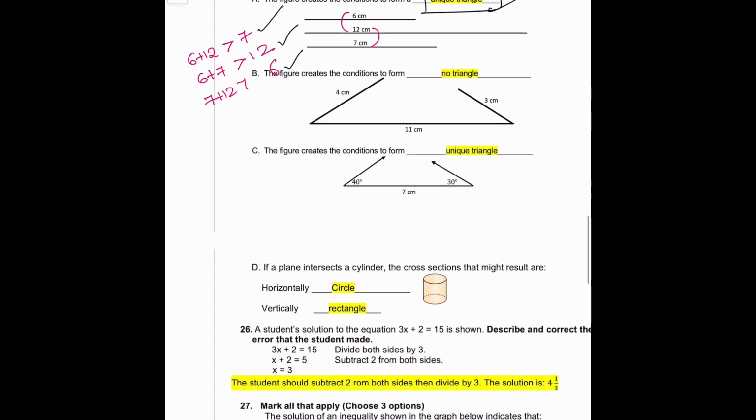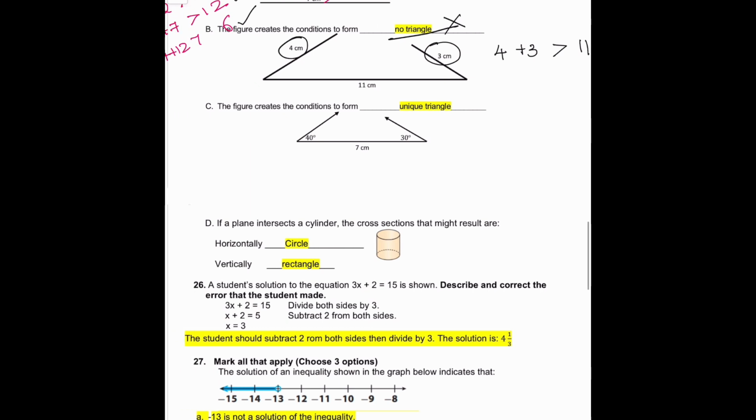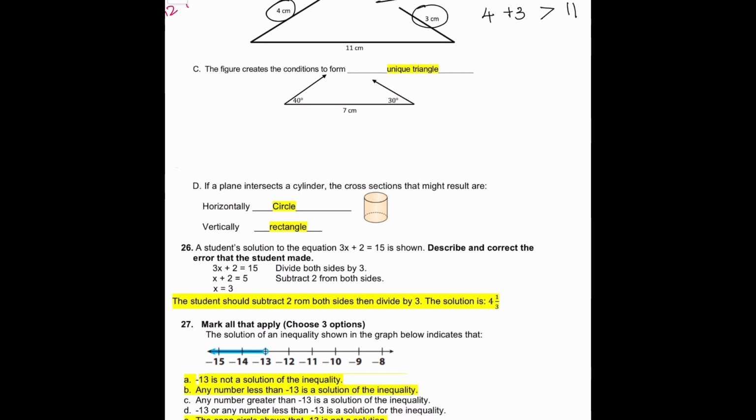What about question B, 25B? What are the three sides you have here? 4, 3, and 11. If I say 4 plus 3, is it greater than 11 by any chance? No, right? 4 plus 3 is not greater than 11. So no triangle is formed. You can't form a triangle with these sides. Question number C, I'll explain to you separately. So the figure creates the conditions to form unique triangles.